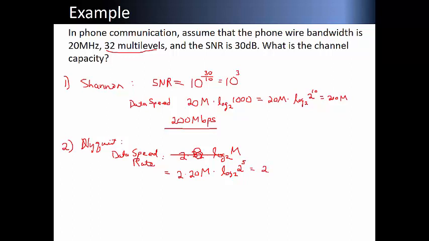That will be 2 times 20 megahertz times 5, which is also 200. 5 times 2 is 10, so 200 megabits per second. The same 200 megabits per second. This is it for the computation.